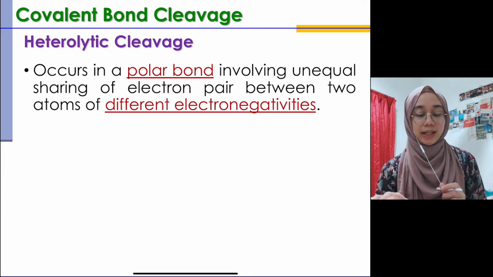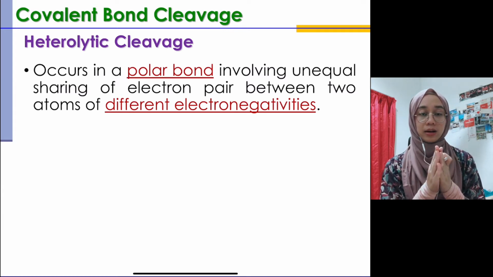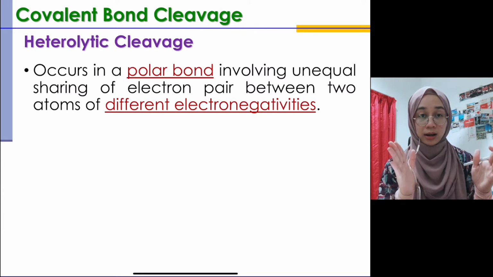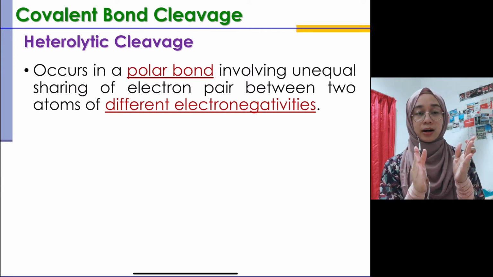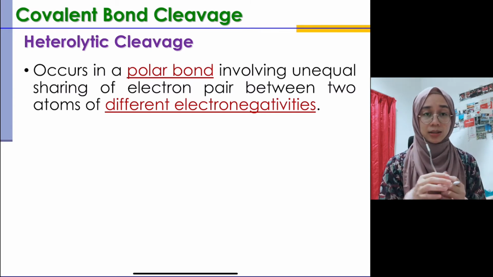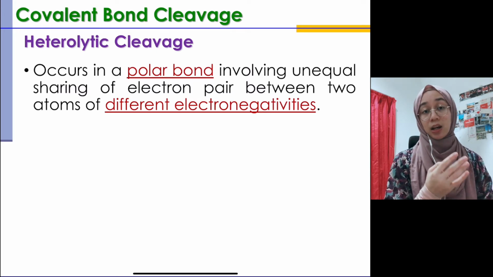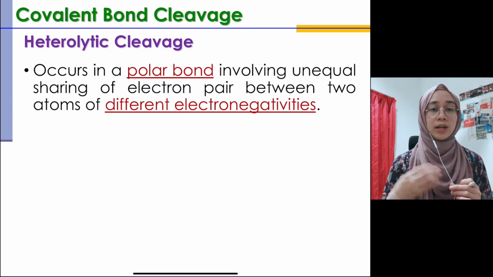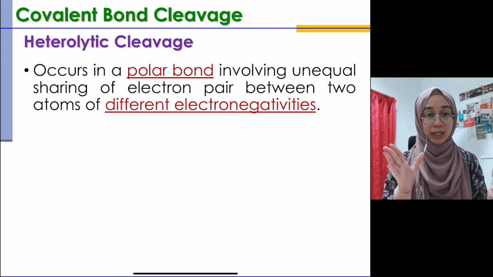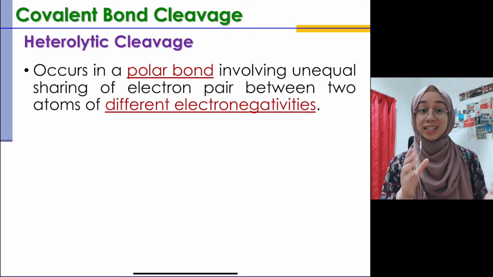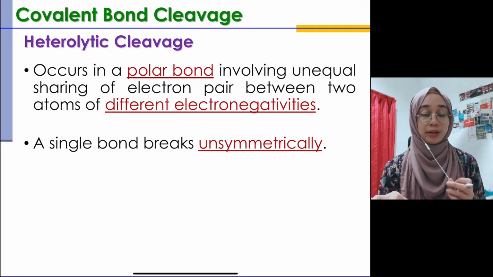Okay, so in this case, kalau tadi homolytic, elektron tu akan terbahagi dua, kan? They share equally benda tu. So the bond is break symmetrically. But in this case, since one side has a higher electronegativity, the other side has a lower electronegativity, so electron tu dia tak akan break symmetrically. Dia tak akan bahagi dua macam tu je, satu pergi kiri, satu pergi kanan. No, dia akan favor one side. Okay, so a single bond kat sini dia akan break unsymmetrically.